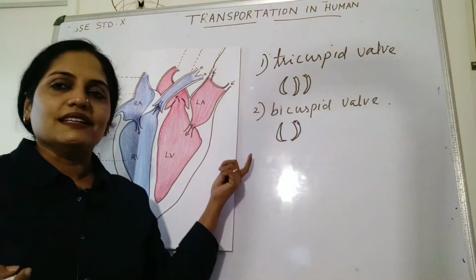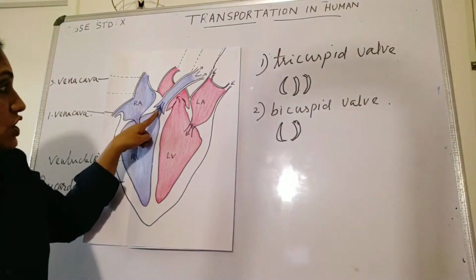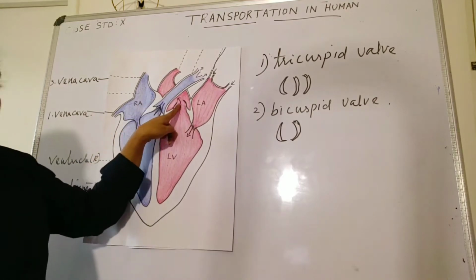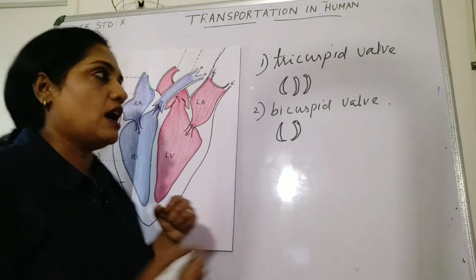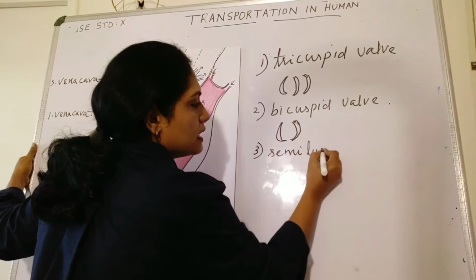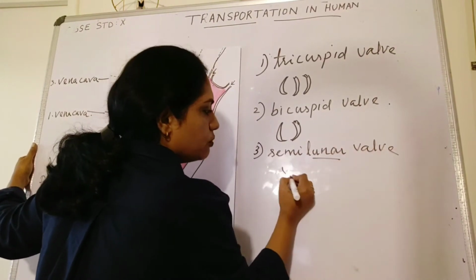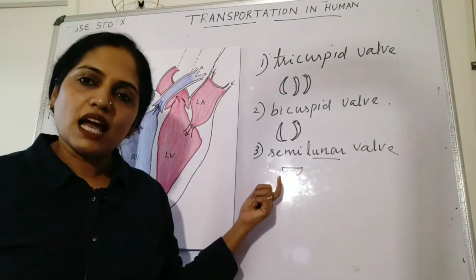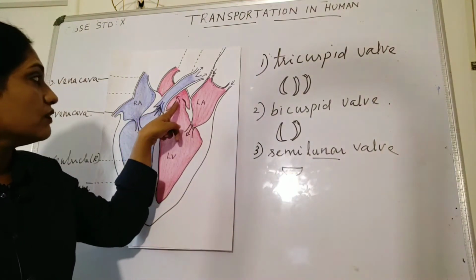Then we can see another type of valve, one at the junction of the pulmonary artery and one at the junction of the aorta. These valves are called semilunar valves. Lunar means moon, so half moon shaped: semilunar. These half moon shaped valves are located one at the junction of the pulmonary artery and one at the junction of the aorta.